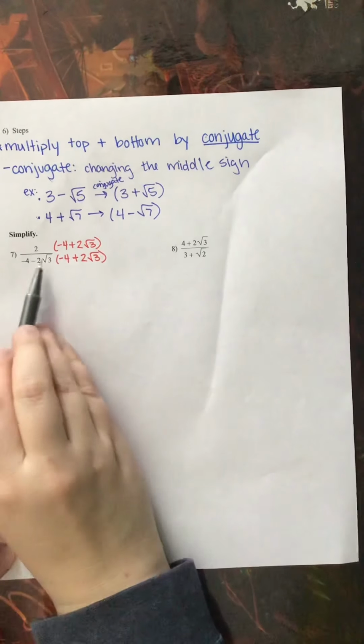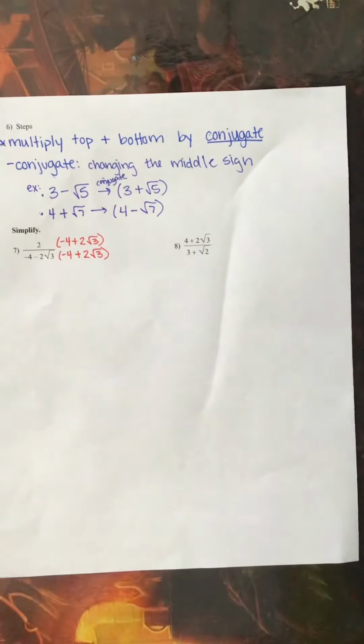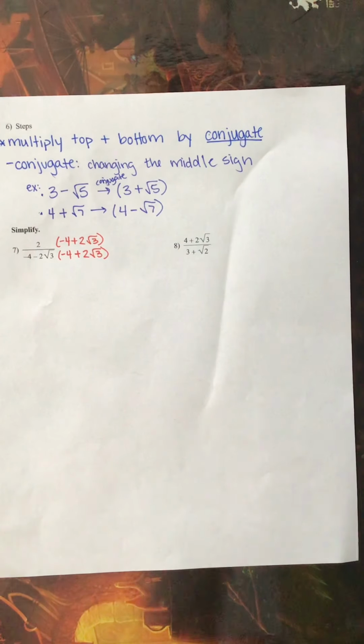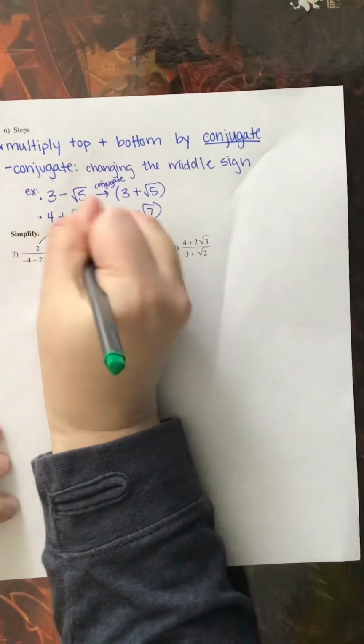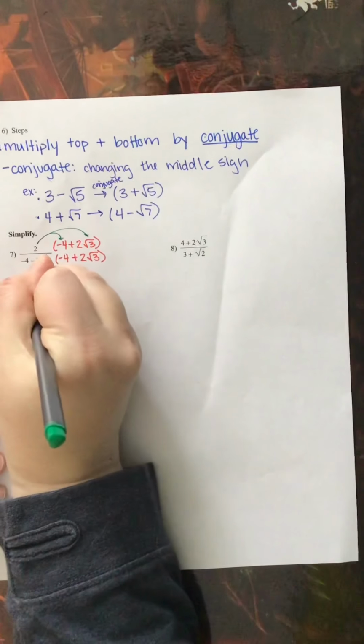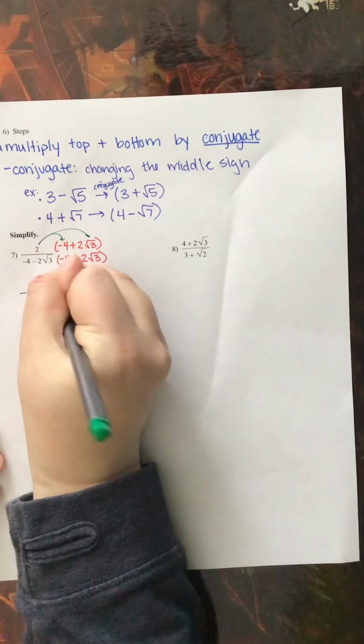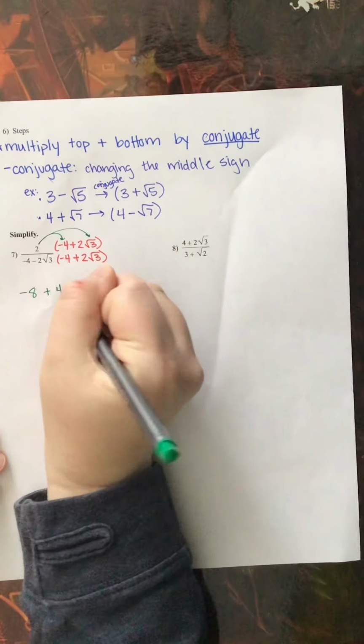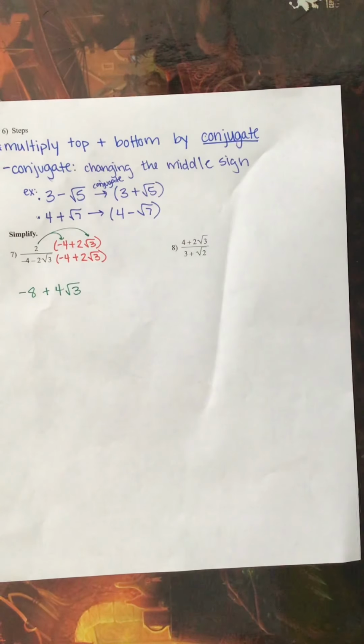I just changed that middle sign to a plus. On the top, that's super simple. All you're going to do is distribute that 2. So if I distribute that 2 on top, I get negative 8 plus 4 square root of 3. So that's what I get on top.